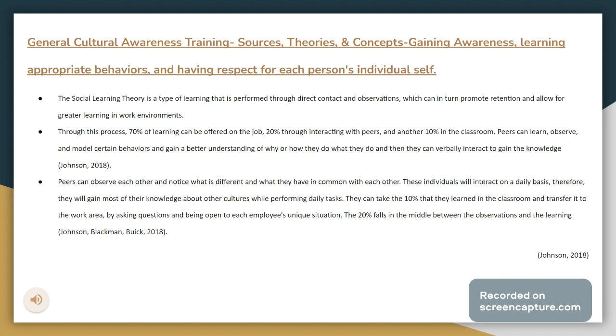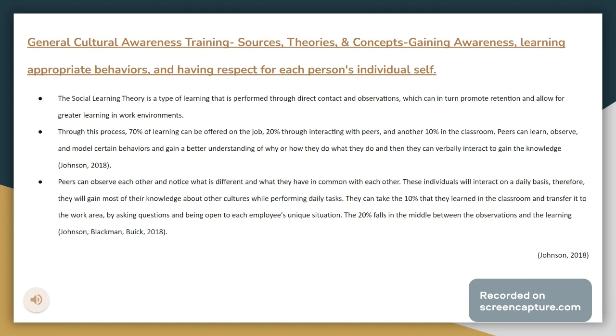The social learning theory is a type of learning that is performed through direct contact and observations, which can in turn promote retention and allow for greater learning in work environments. Through this process, 70% of learning can be offered on the job, 20% through interacting with peers, and another 10% in the classroom.